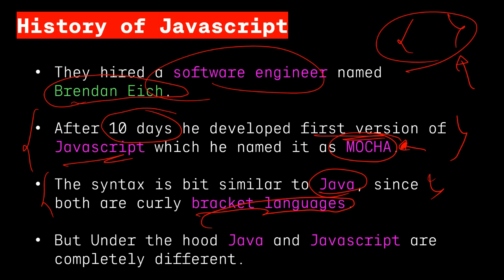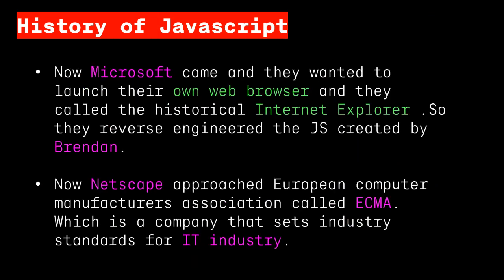Okay, but under the hood, guys, Java and JavaScript are very different. Java and JavaScript are completely different. It's like car and carpet. What's the difference between a car and a carpet? It's completely different, right? Both are two different things, but their names look very similar. So Java and JavaScript are that different, okay?